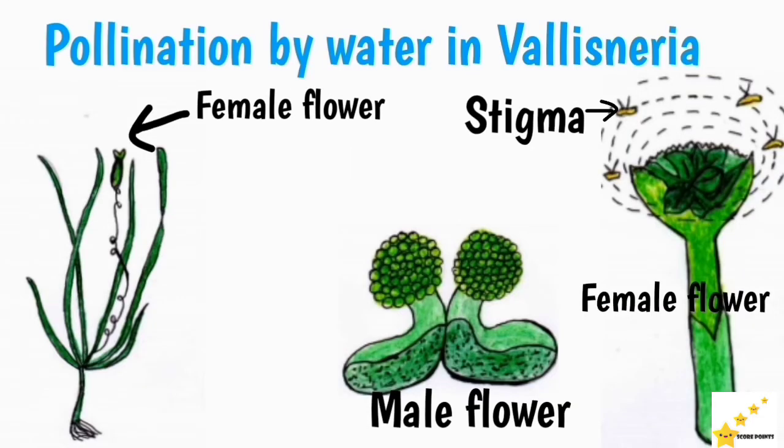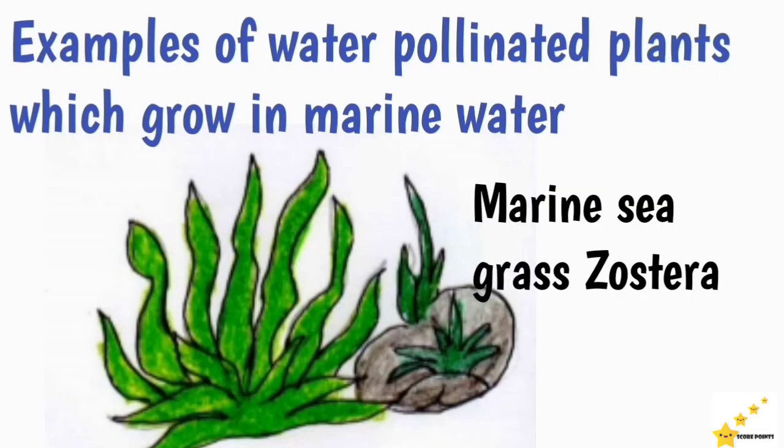In Vallisneria, the female flower stalk is coiled to reach the water surface to receive the pollen, which is carried by the water currents, and pollen grains are protected from wetting by the presence of a mucilaginous covering. Zostera is a marine seagrass that is pollinated by hydrophily.